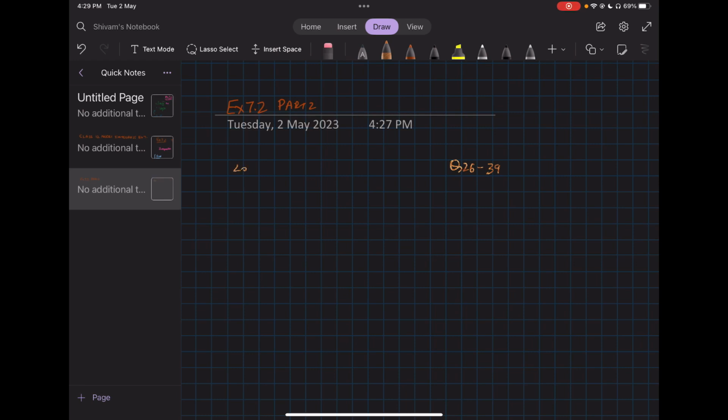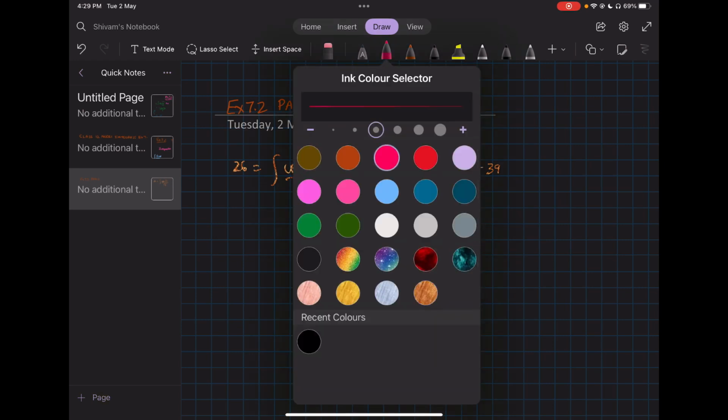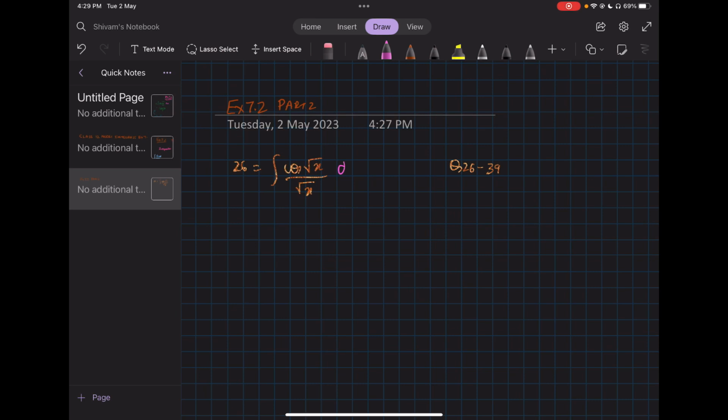The 26th question is the integral of cosine root x over root x dx. I hope you can see this color, by the way. I'll just switch it. Yeah.